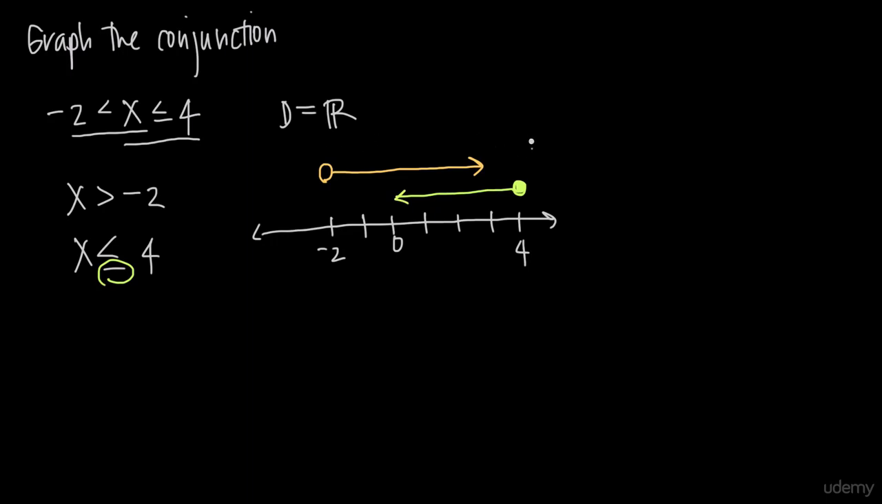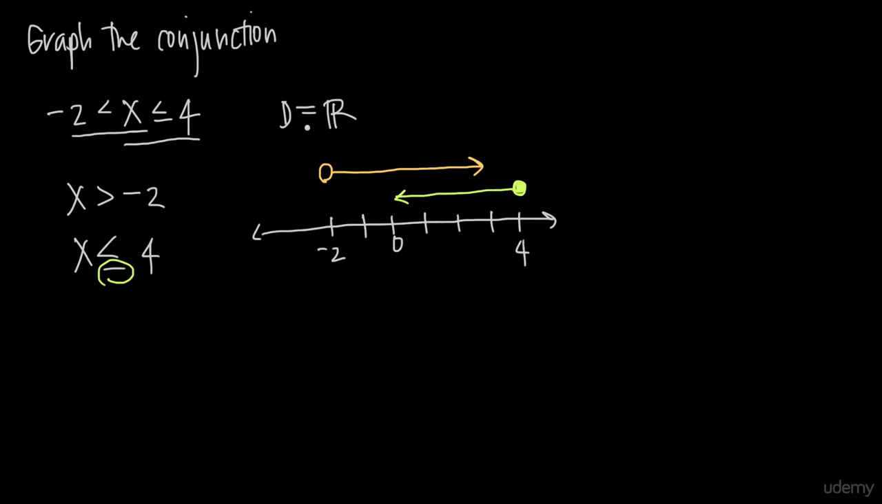Now, because the domain is all real numbers, we know that we can include everything in between these two, including 4. If the domain had been instead whole numbers only, we would have only been able to include the whole numbers in between -2 and then including 4. On our graph, we would have included them as points. Or if the domain had been only positive whole numbers, we would have included just 1, 2, 3, and 4 as points.